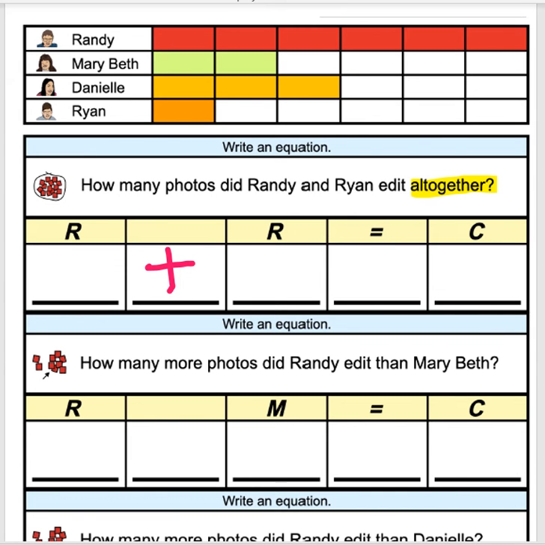The next thing that we need to do is find out how many photos Randy has. So Randy is going to be represented by this R here, the first R. So we're going to go up into our graph and we're going to count how many photos Randy had. 1, 2, 3, 4, 5, 6. So we know that Randy had 6 photos. But now we need to know how many photos Ryan has. So Ryan's represented by the other R. So Ryan had how many? Ryan had 1.